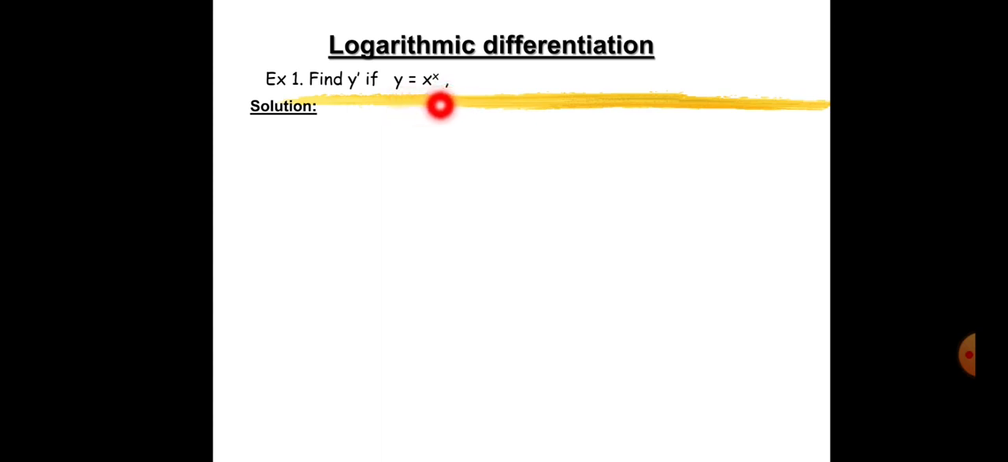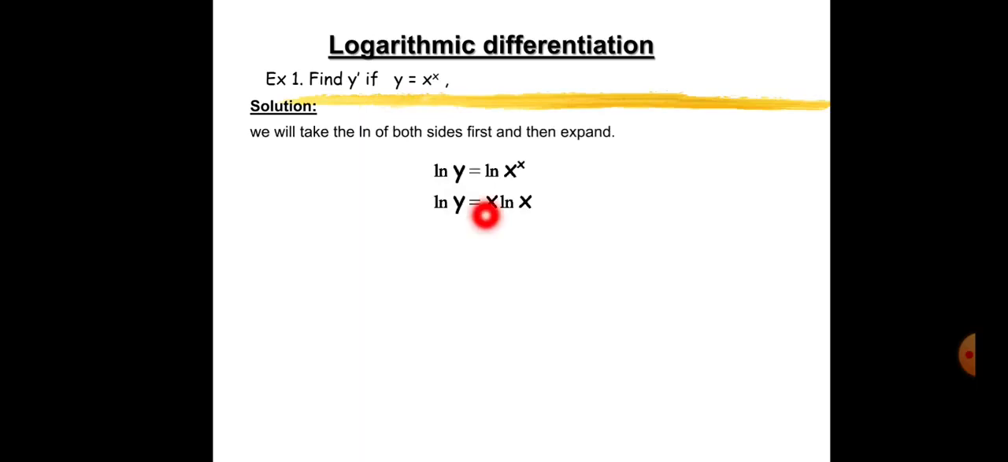We can deal with such a problem that isn't in the derivatives table by taking ln of both sides. So we have ln y equals ln x to the power x. From the properties of ln, we can put this power in front of the ln. So we can write ln y equals x ln x.